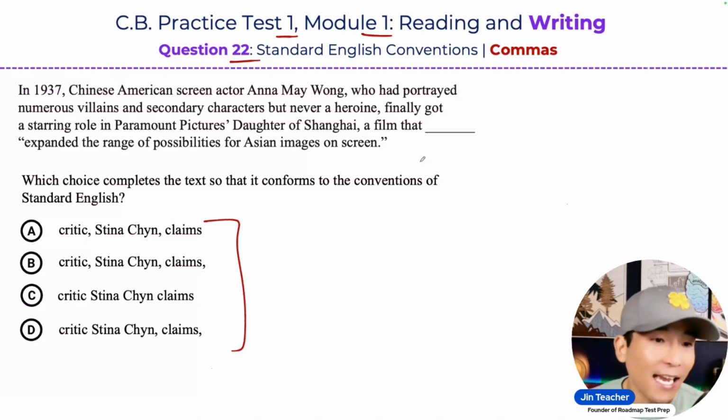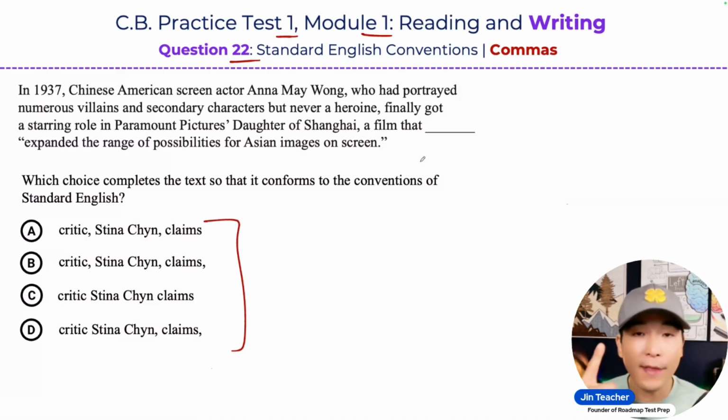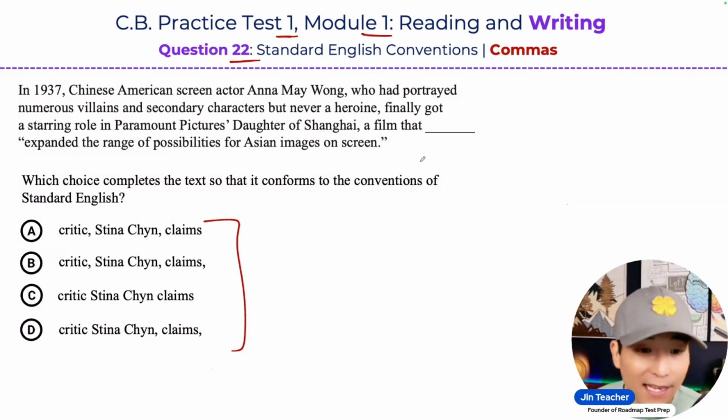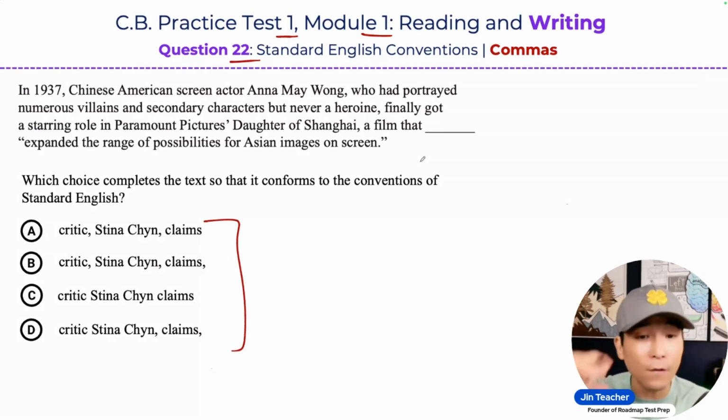Now, it is true, the SAT can test you on more than one concept for a single question, but you don't have to try to figure everything out. Just try to figure out one concept or question type that the SAT is testing you on and start with that. So if we take a look at the answer choices here, just take a broad, high-level view of the answer choices.